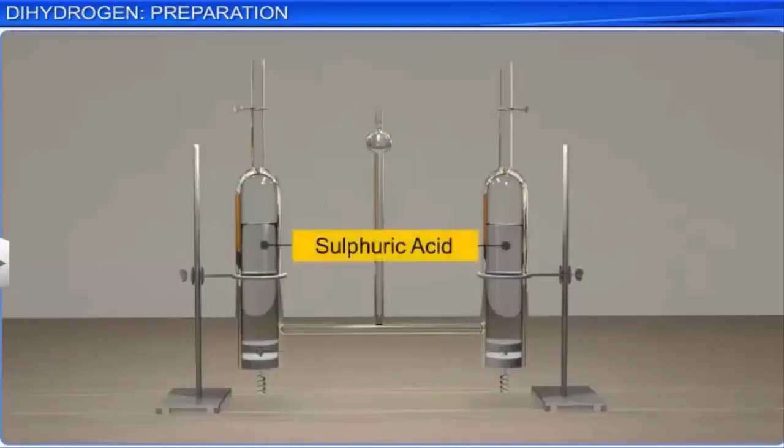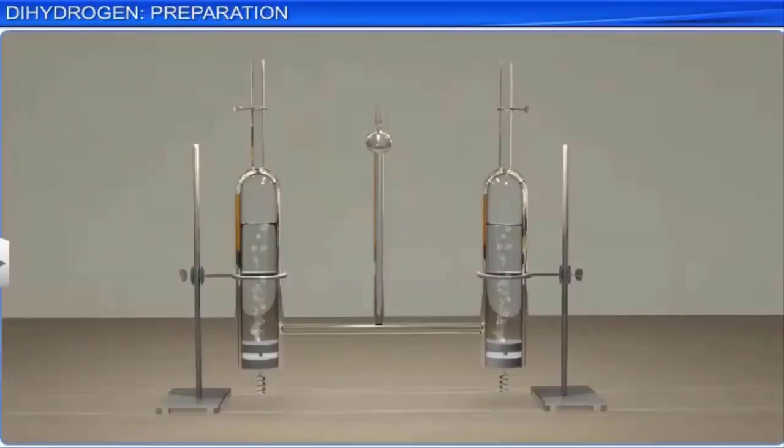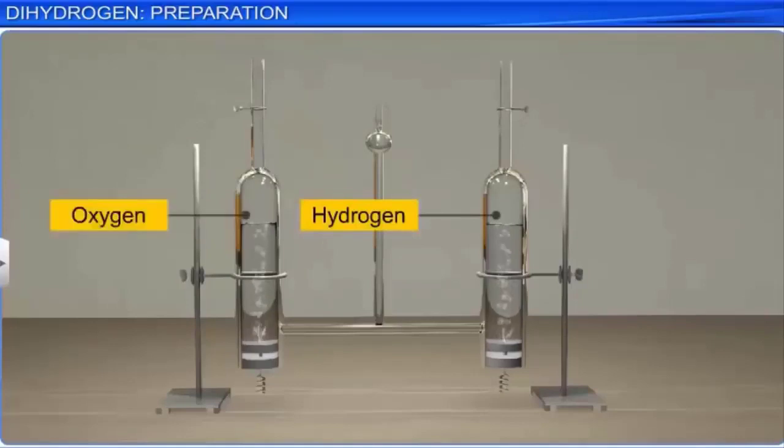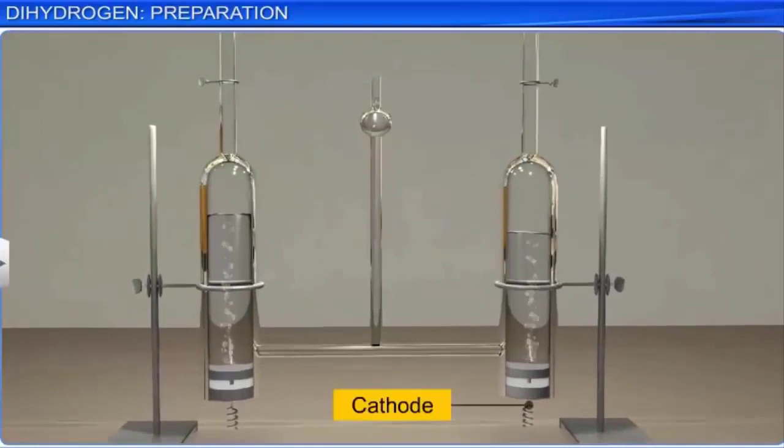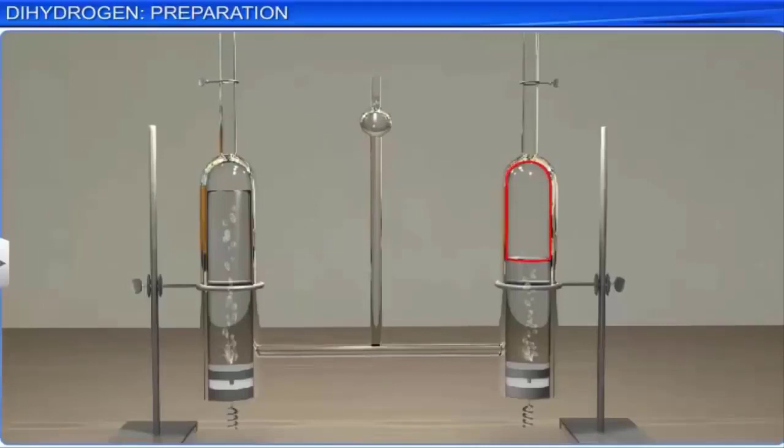Sulfuric acid is used to acidify water, making it a better conductor of electricity. When an electric current is passed through the water, it decomposes into hydrogen and oxygen. Hydrogen gas is liberated at the cathode and oxygen at the anode. The volume of hydrogen formed is double that of oxygen.